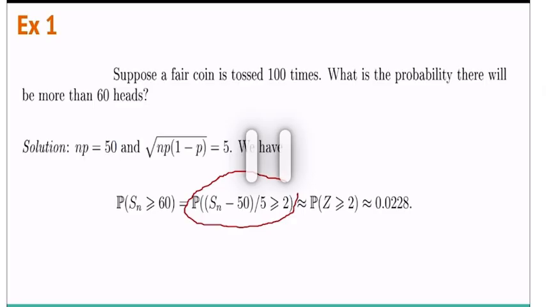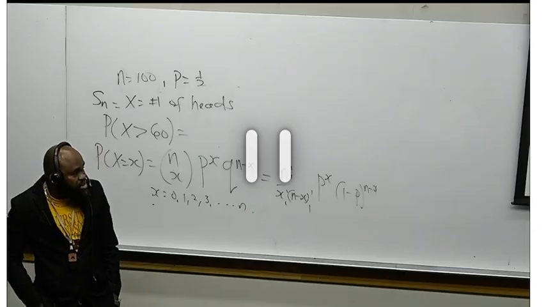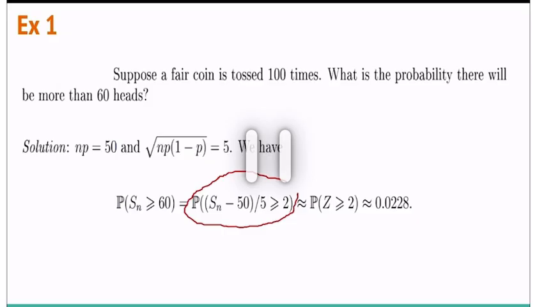Then, instead of looking for the probability of Sn greater or equal to 60, I'm going to be looking for the probability of z greater or equal to 2. All I just need to do is go to the table and check. Now, greater or equal to 2, don't forget, will be 1 minus the probability of z less than 2. What you can check from the table is less than 2.